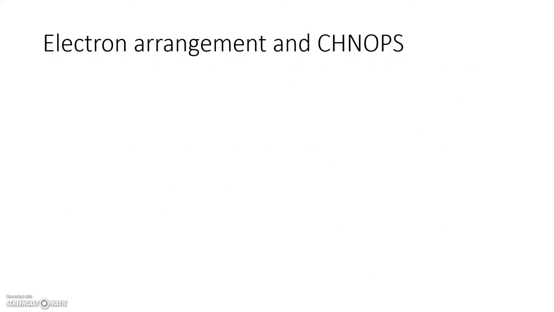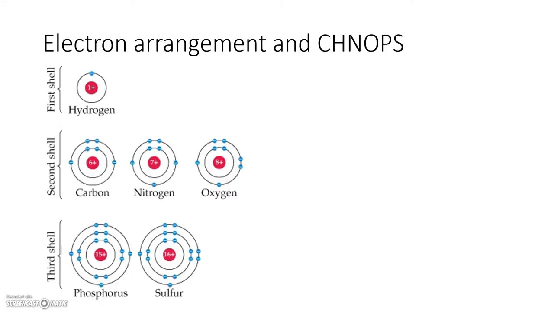So what does this look like? Electron arrangement: we're going to be focusing on a few key elements, and we use the acronym CHNOPS to describe these elements. These 6 elements are going to be the most common substances that we find contributing to molecules in living organisms. So here's what the electron arrangements for those elements look like. So we have carbon, hydrogen, nitrogen, oxygen, phosphorus, and sulfur.